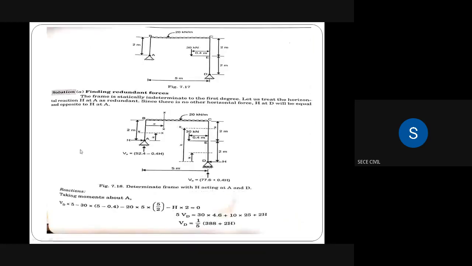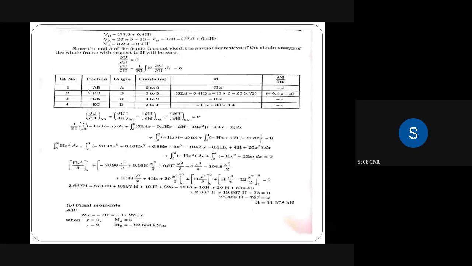So in this we are considering 4 sections. One section in the span AB, one more in the span BC, and in span CD we are considering 2 sections. So between CE one section and between ED one more section, so totally 4 sections. So we are calculating moment about those sections. First we are considering the portion AB.